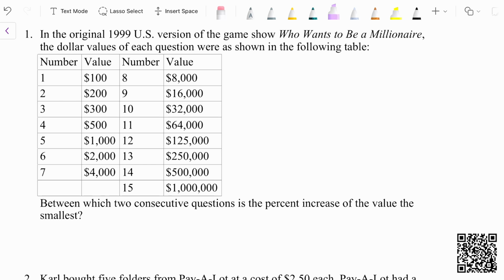from the consecutive numbers, like 500,000 and 1 million between 14 and 15. That's an increase of 100%. Between 14 and 13, that's also an increase of 100%. Between 10 and 9, 8 and 9, 4 and 5, 6 and 7, and so on. But you might see some that actually catch your eye that don't actually increase by 100%.